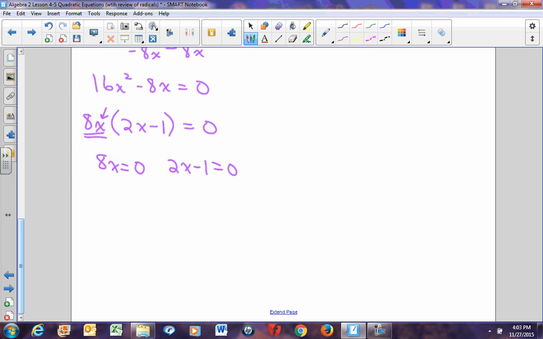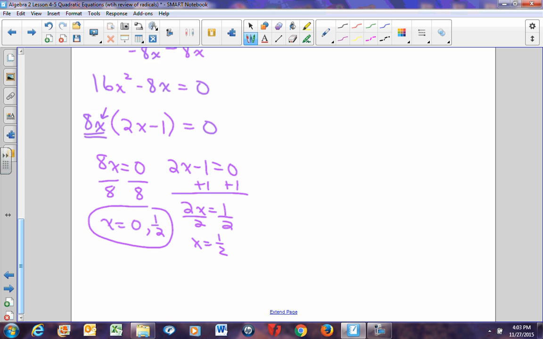And I can solve both of these problems by dividing by 8, x equals 0. Here I will add 1, and I get 2x equals 1. Then I divide by 2, x equals 1/2. So the solution to this equation, or the zeros of this function, are 0 and 1/2.